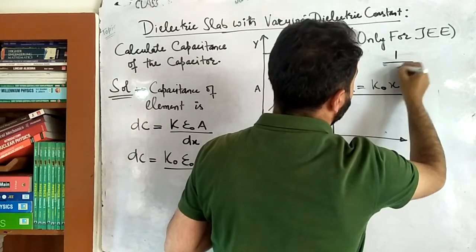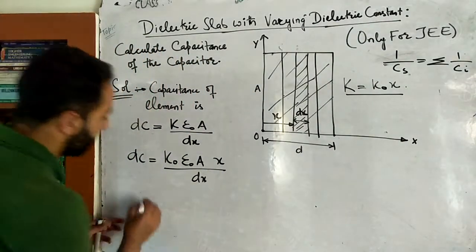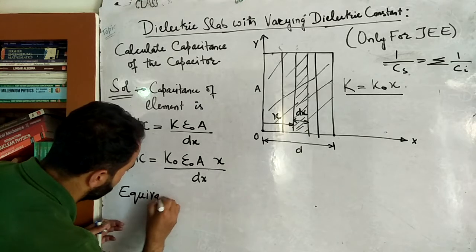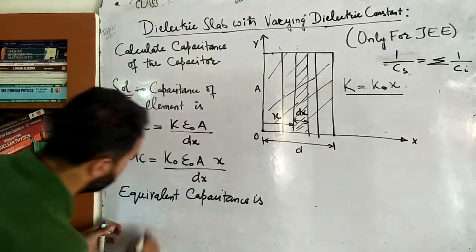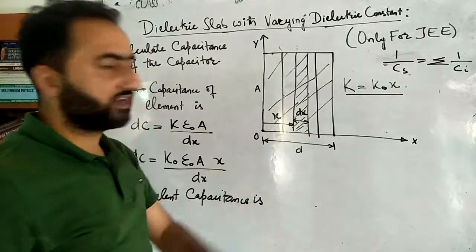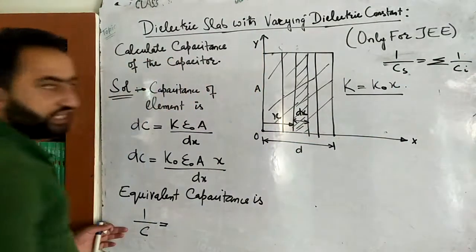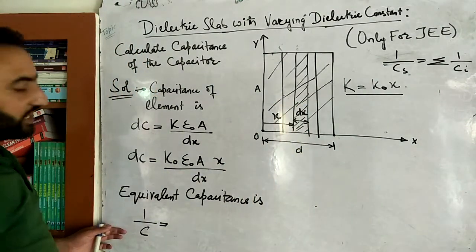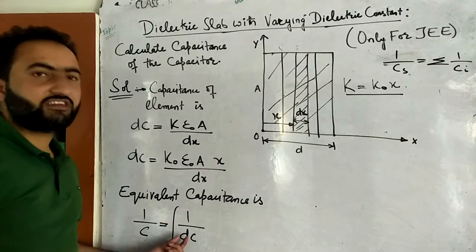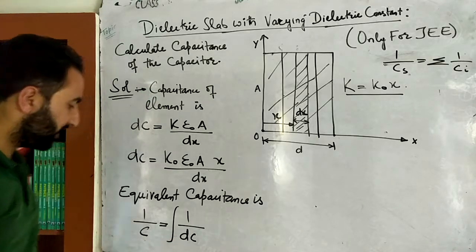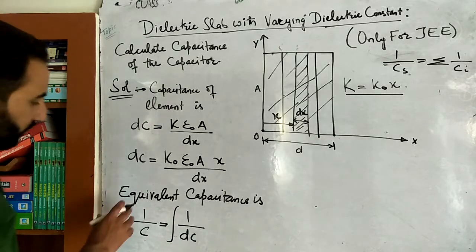In series we know that 1 divided by Cs is equal to the summation of 1 divided by Ci. So for the equivalent or net capacitance, since all these elements are connected in series, 1 divided by C is equal to this summation. It will be replaced by integration, because the number of elements here is infinitely large. So it will be replaced by the integration of 1 by dC. Beta, did you understand this? dC is the capacitance of one element, and all these elements are connected in series. That means 1 by C is equal to integration, not summation, of 1 by dC. Okay?